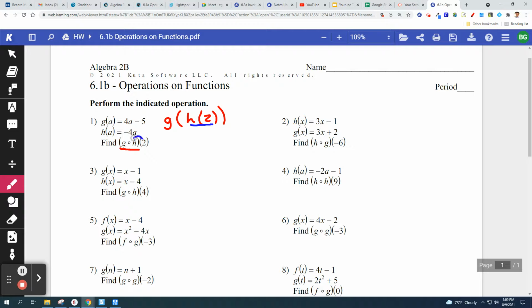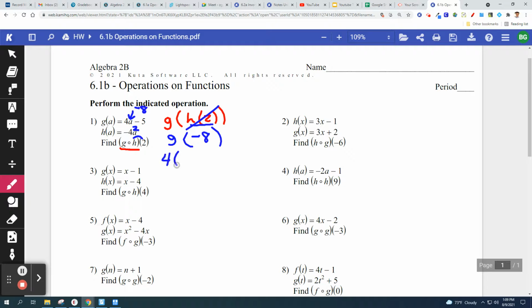So basically, take the 2 and plug it into the H function. So I'm going to plug in a 2 right there. Negative 4 times 2 is negative 8. So H of 2 is actually negative 8. So we're going to take that result and plug it into the G function. So that goes right here into the G function. There's a negative 8.